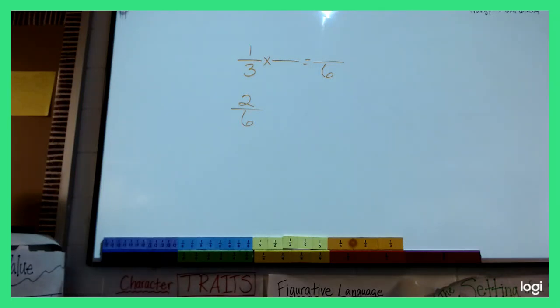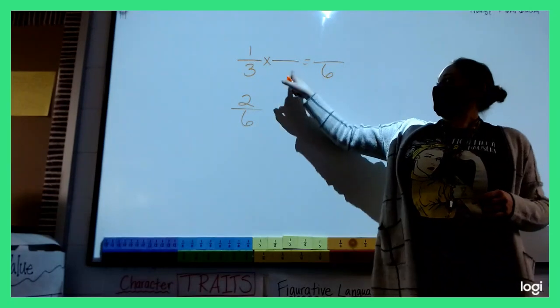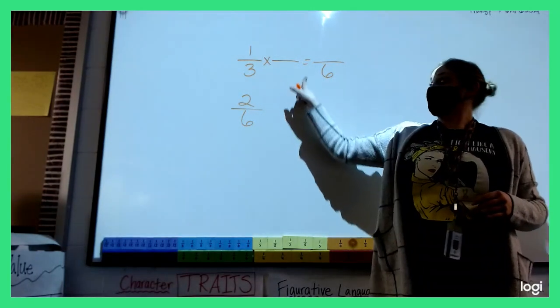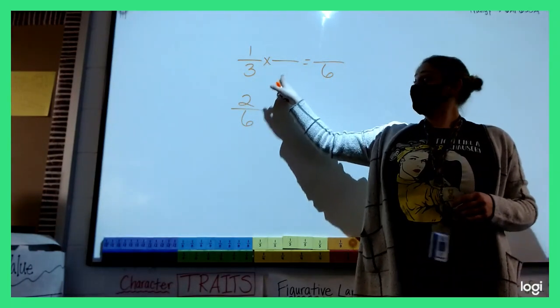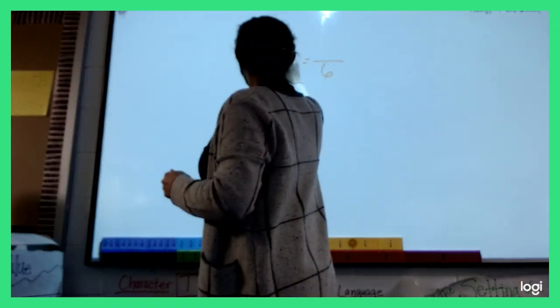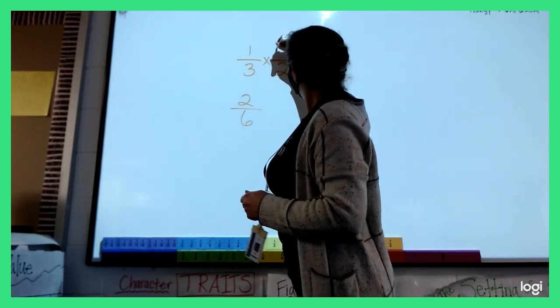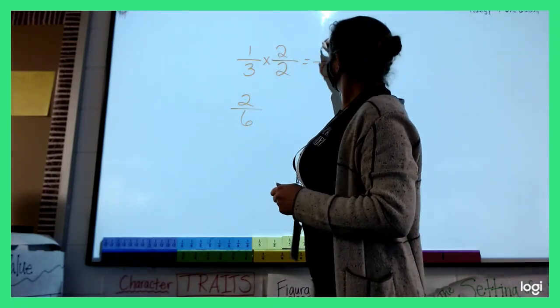All right, if you haven't written that yet, you're slowing us down. Keep up. Once I have my 6 here, I can fill this in. What digit has to go here? 3 times what is 6? 2. All right, Cadence, if I put a 2 in the bottom, what has to go on the top? A 2. So 1 times 2 is 2.